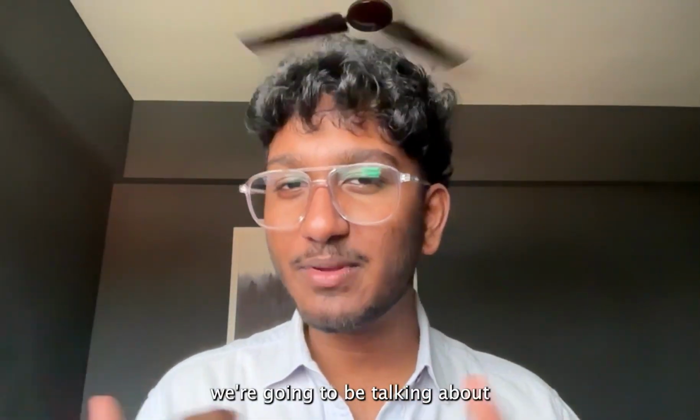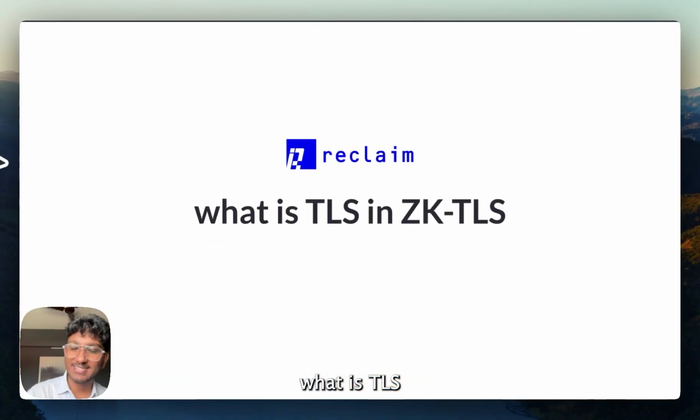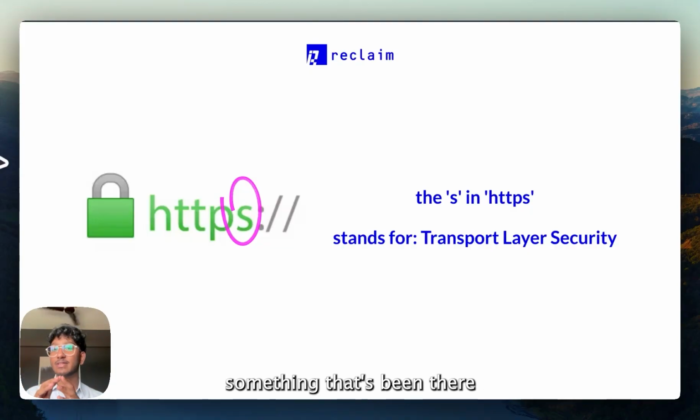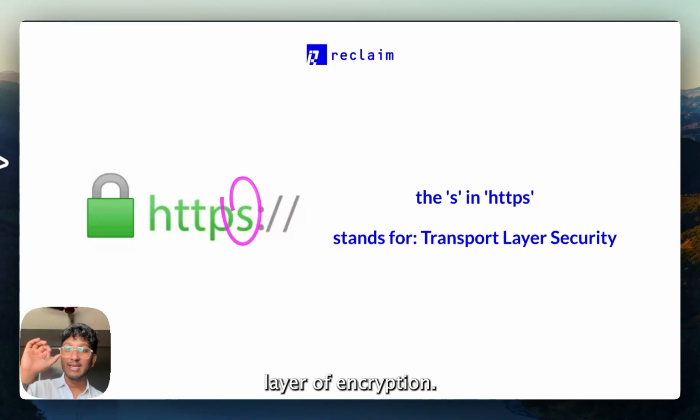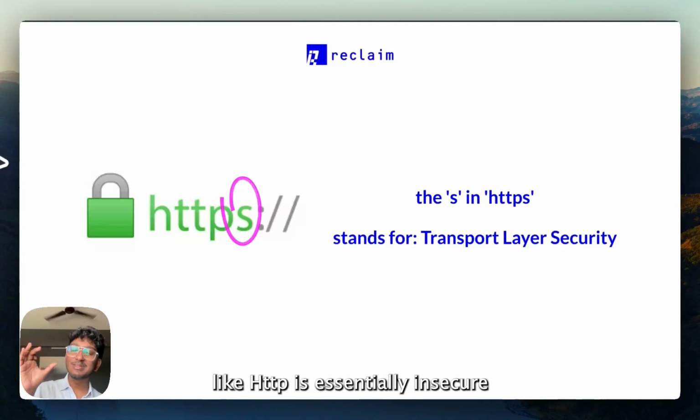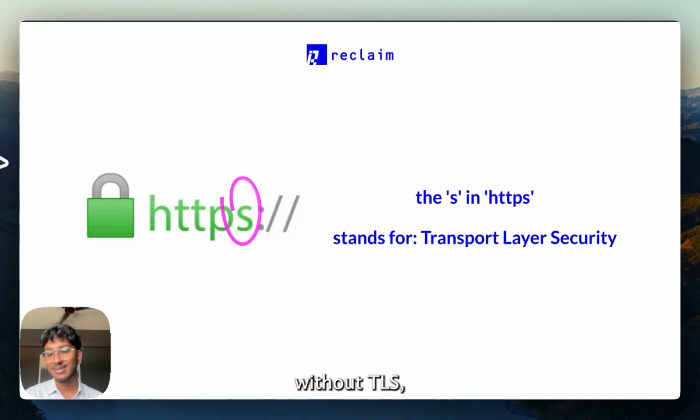In this episode, we're going to be talking about what is TLS. TLS essentially stands for Transport Layer Security. It's something that's been there for a very long time now. It started from SSL, which is Secure Socket Layer, which is now TLS 1.3, the most advanced layer of encryption. In one line, it is basically the S in HTTPS. So HTTP is essentially insecure without TLS.